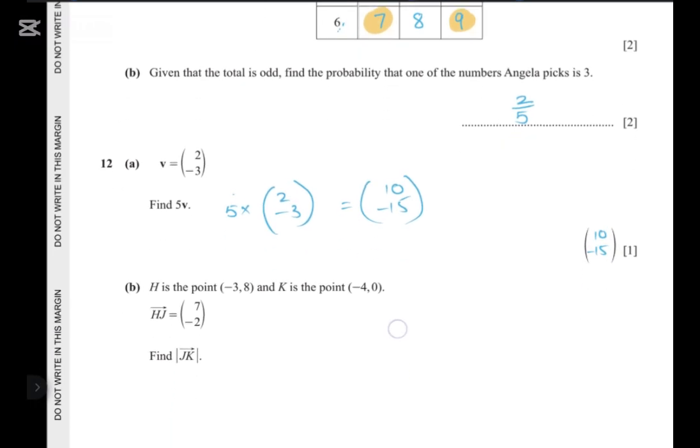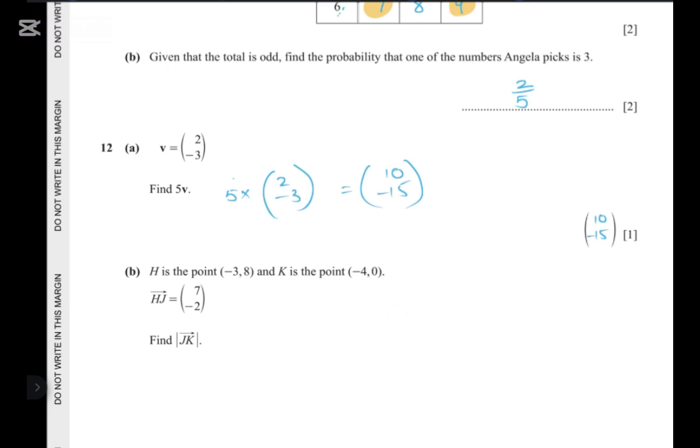Question number B. H is the point (minus 3, 8) and K is the point (minus 4, 0). We have been given H and K, and they also gave vector HJ as (7, minus 2). They are asking to find the magnitude of JK. So we don't have J here in the question. To find J, we have to use this vector HJ and the position vector of H. Any vector given will always be the position vector of the second point minus the first point.